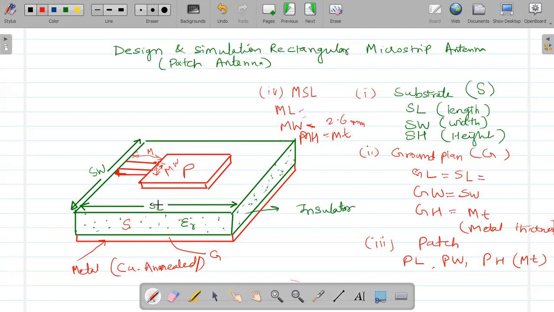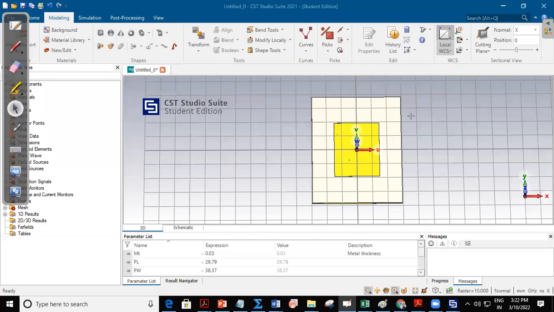And ML is what? If you divide this in half, this is SL by 2 up to here, and this is PL by 2. So the remaining length is SL by 2 minus PL by 2. The length is nothing but SL by 2 minus PL by 2. We are going to define this because we have already given the PL and SL values, so it will calculate the length. So let's do it in CST Studio now. Here, you have to take another brick. But before doing that, you know, the coordinate is lying here.